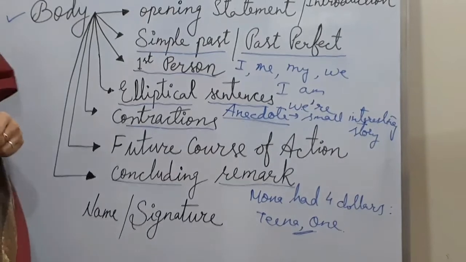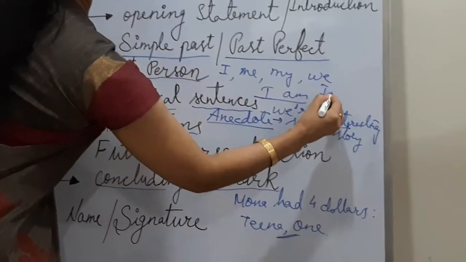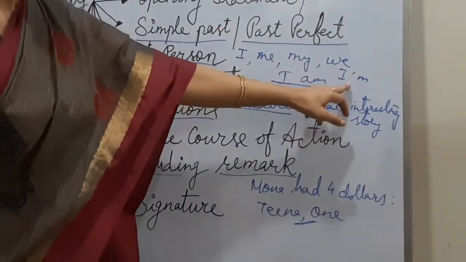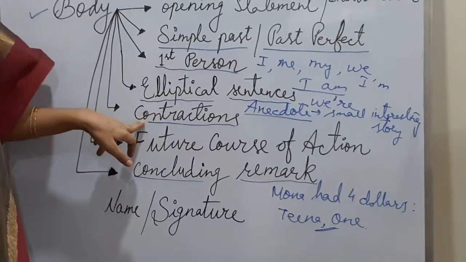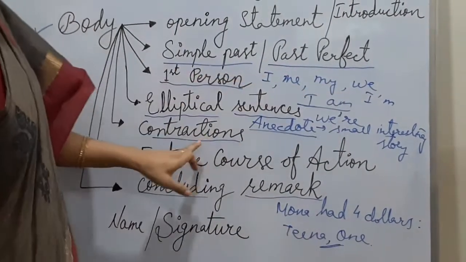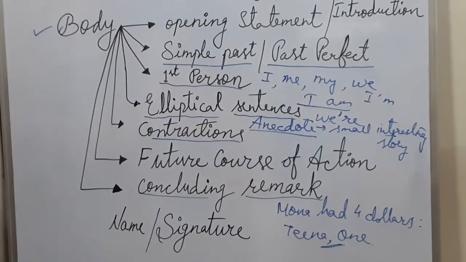So the meaning here is, for "we are" or "I am", we can write "I'm". For this type of words, we use the word contractions. Contractions means short forms. So you can use contractions also in your diary entry.